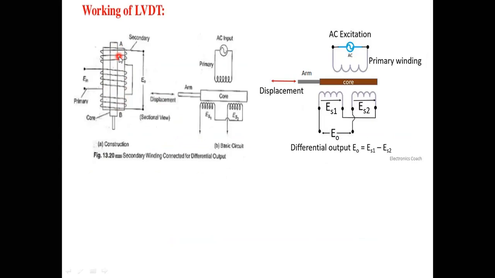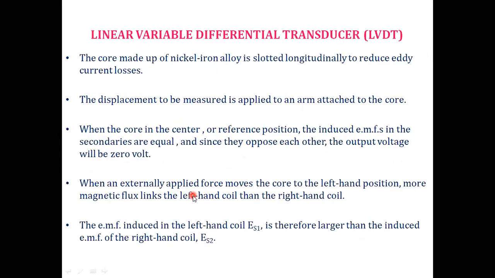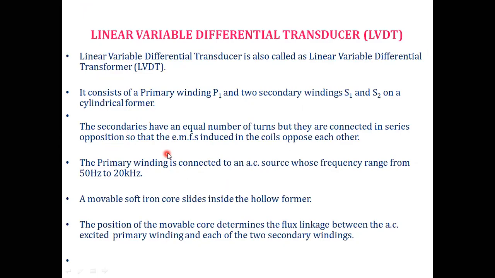The EMF induced in this secondary coil S1 is opposite to that of the secondary coil S2. Therefore, the phase angle between these two secondaries is 180 degrees. The primary winding is connected to an AC source whose frequency range is from 50 Hz to 20 kilohertz.